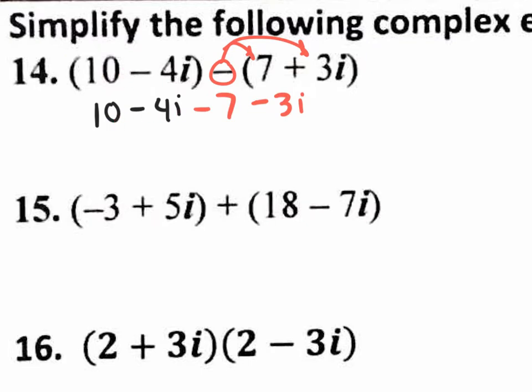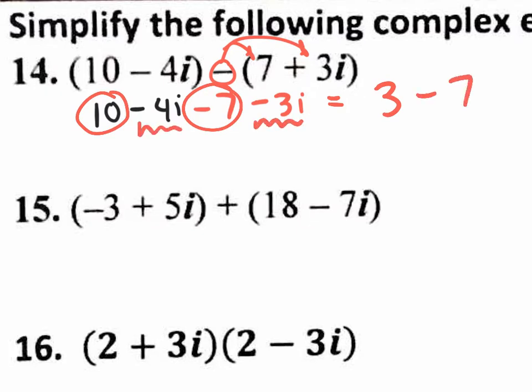Now let's combine like terms. On a complex number, you always want the real part first. 10 take away 7, that is 3, the nice real number 3. And then negative 4i minus 3i, that's negative 7i, and we are done.